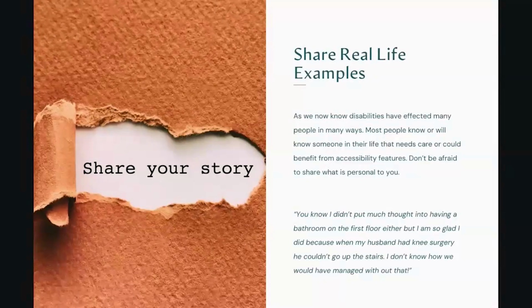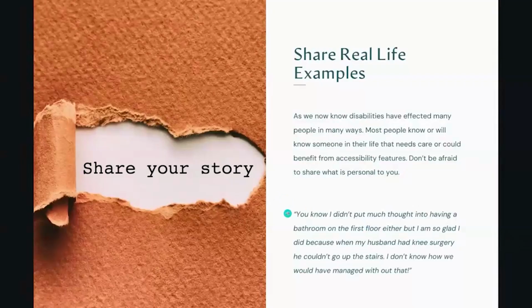Sharing real life examples is, I think, always the most powerful and relatable way to talk about anything, especially accessibility. So most people know someone or will know somebody in their life that could benefit from accessibility features. And you can probably think of somebody who's like, oh yeah, my dad went through a surgery, or I had a friend who had a car accident, or my friend had a child born with a disability. We all have some relation to it. If it's not direct within ourselves, it's probably pretty close in our inner circle.